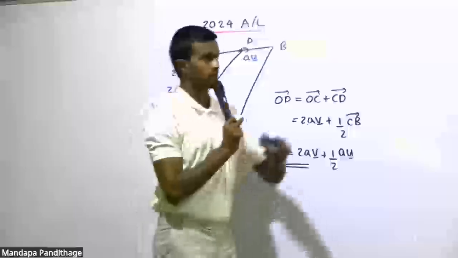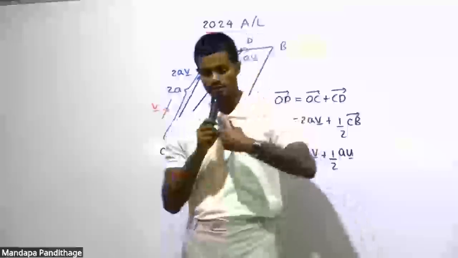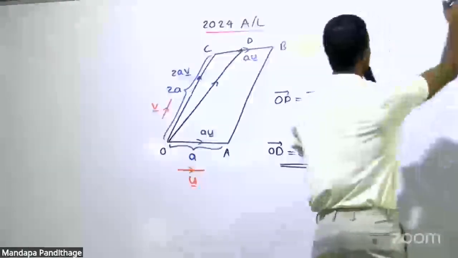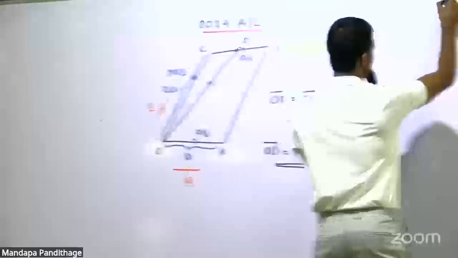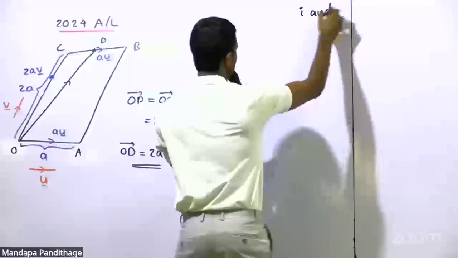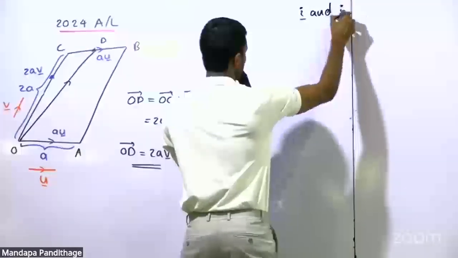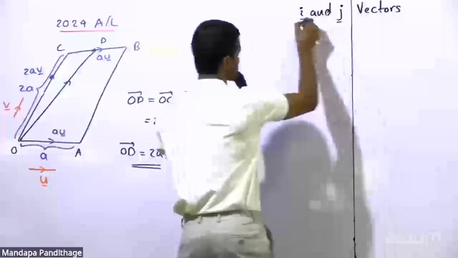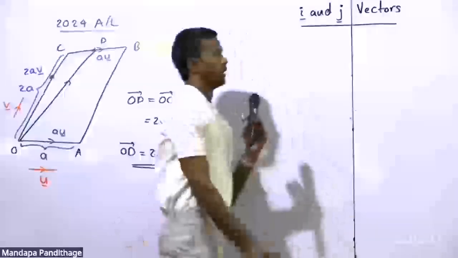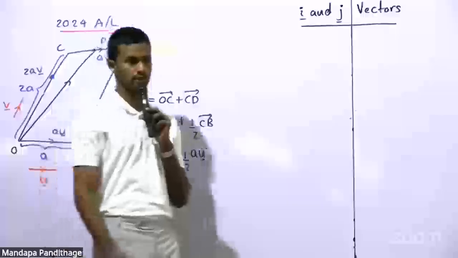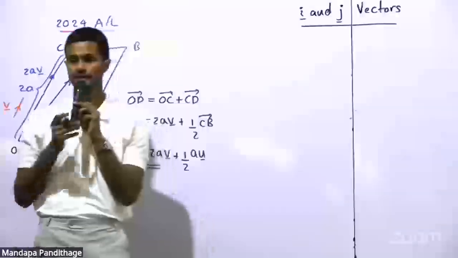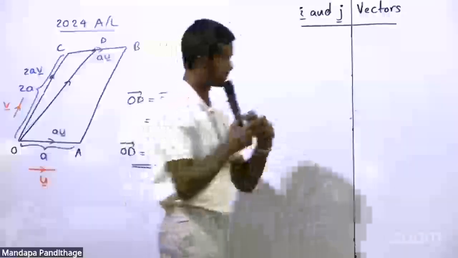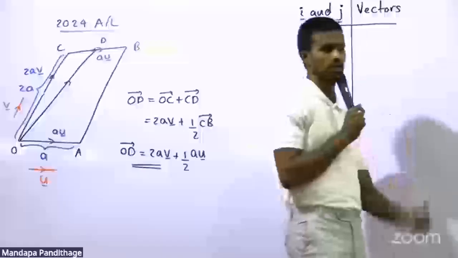Okay, then write the subtopic. We are still under unit vectors. Write the subtopic: I and J vectors. Simple I, simple J vectors.